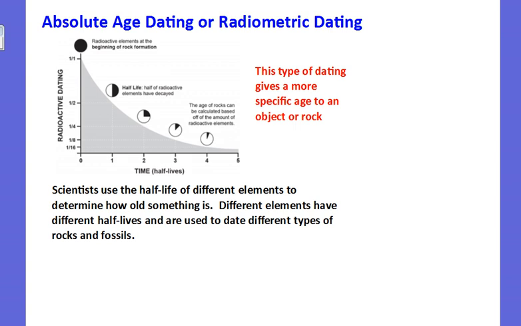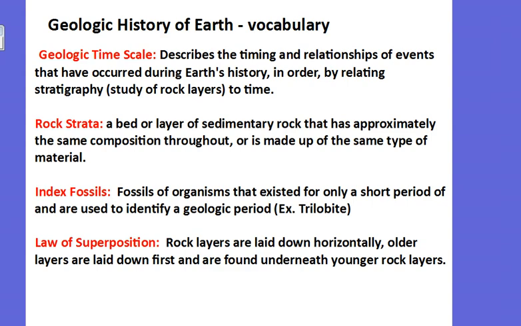But it's just the thing with radioactive dating or radiometric dating or absolute age dating, those are all three ways of saying the same thing, is it just gives you a number of years old that something is, versus just saying older or younger. So after fossil record, we move on to geologic history of Earth.